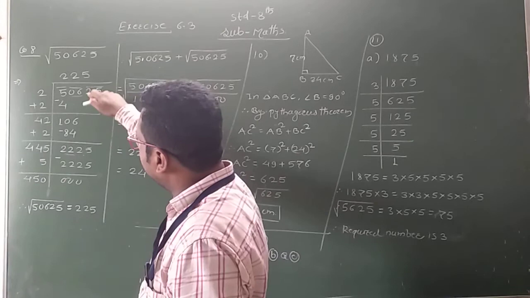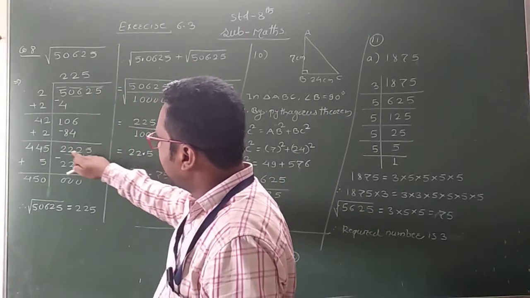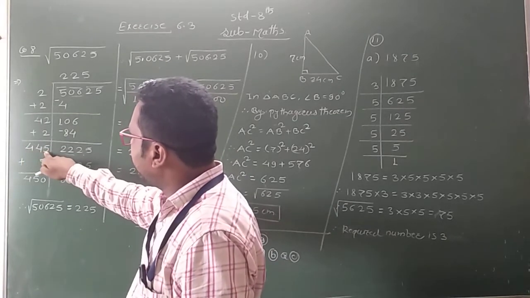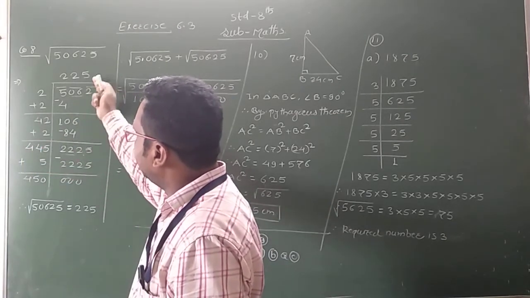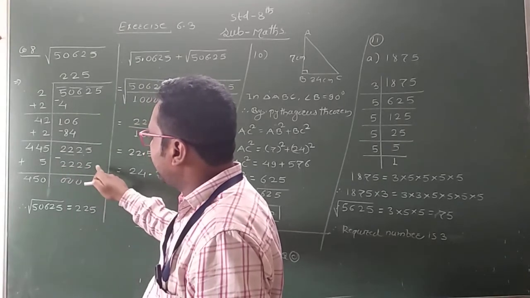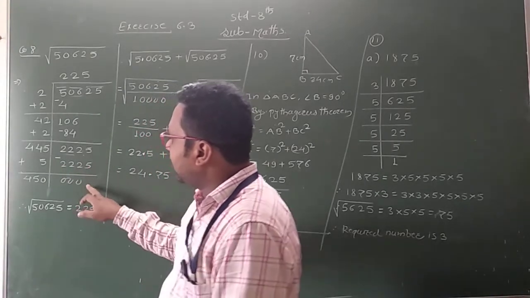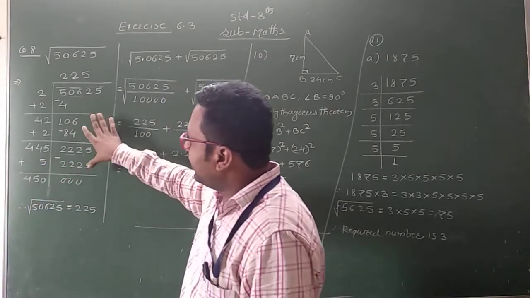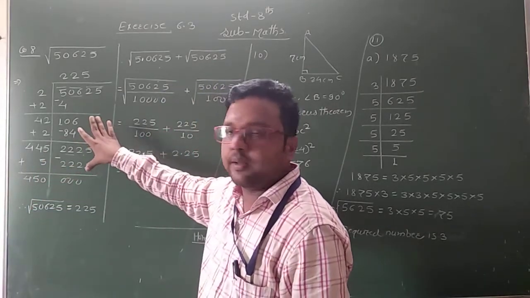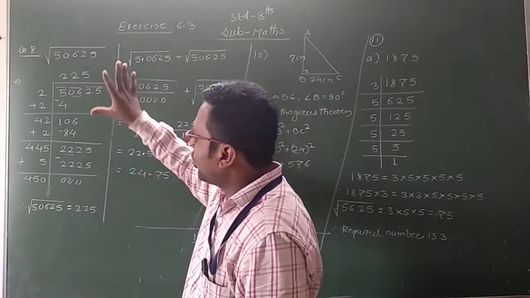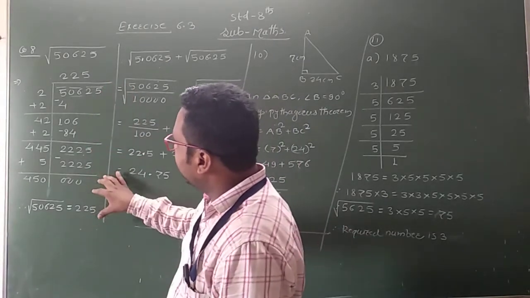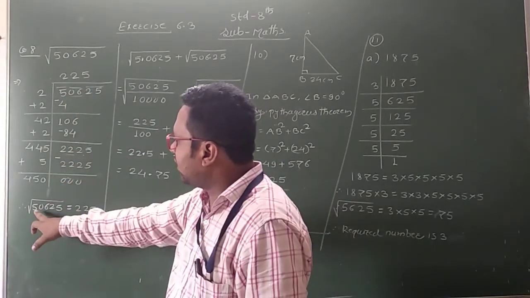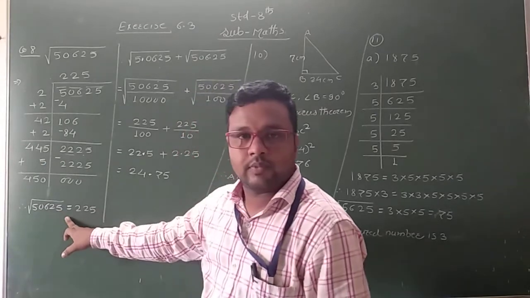Then after that we take the next 2 digits, and the number becomes 2225. Here I take 5, the number becomes 445, multiplied with the same number 5, here we get 2225. Then we subtract and get the remainder 0. We add the 5 here, and the division is completed. You know the division method to find the square root of a number. In this way, we get 225 as the square root of 50,625.